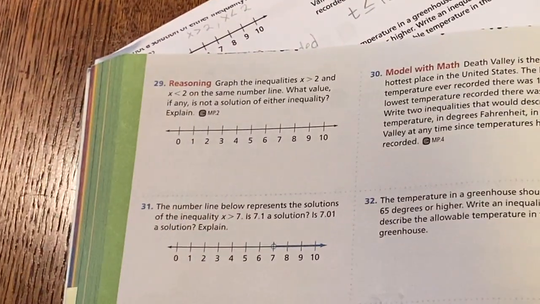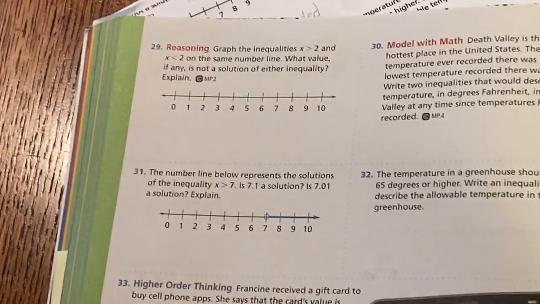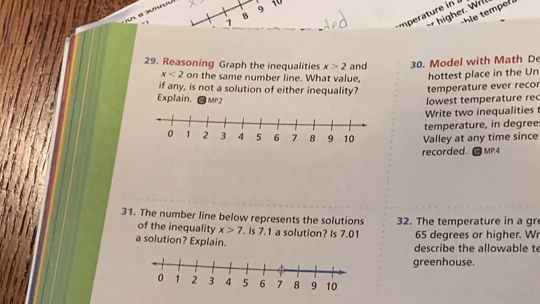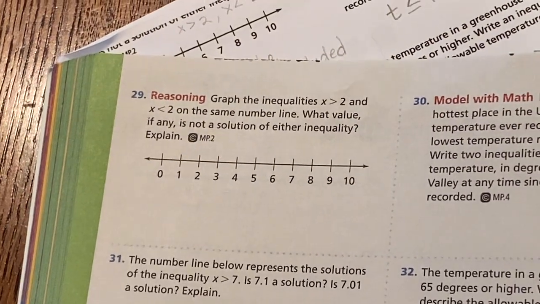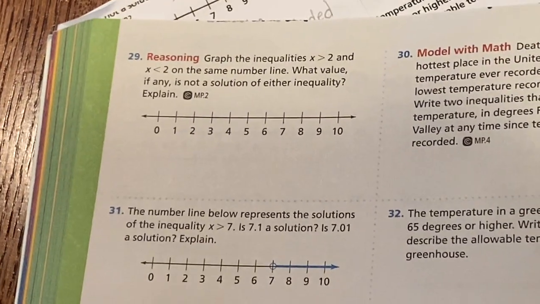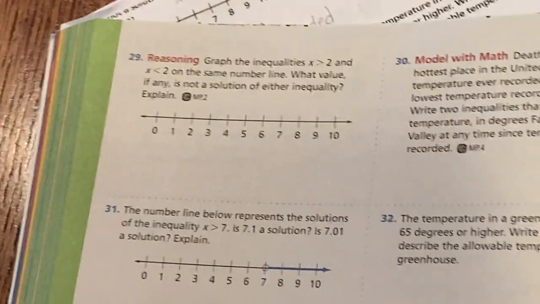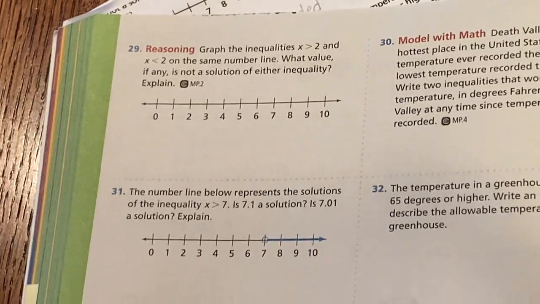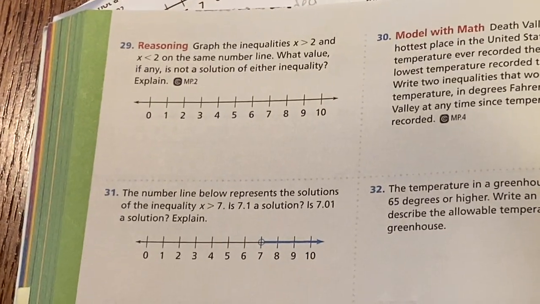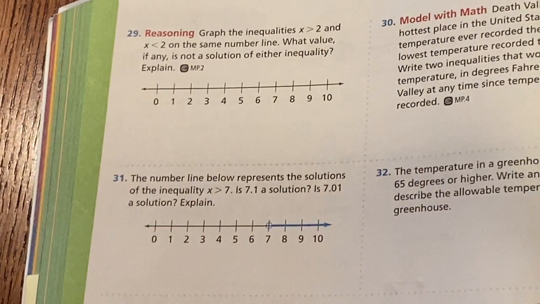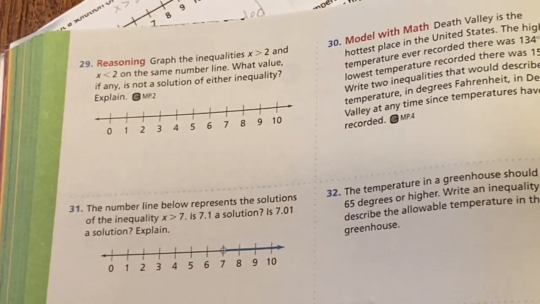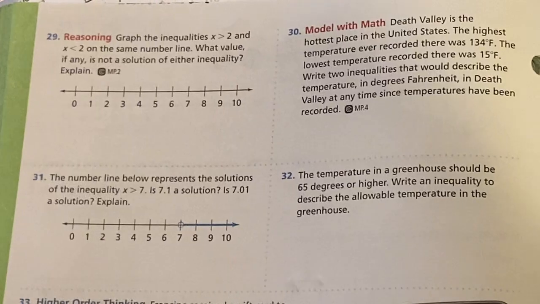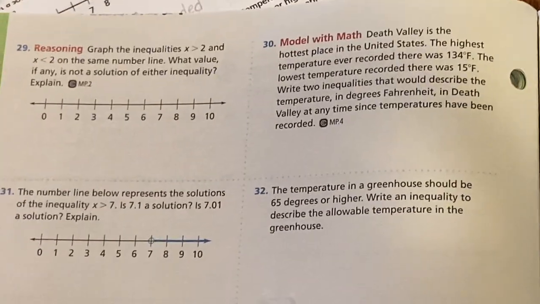Reasoning. Okay, graph the inequalities x is greater than 2 and x is less than 2 on the same number line. What value, if any, is not a solution of either inequality? So think about that one. You've got two different inequalities. You can graph them both on the same number line and then figure out what's a value that can't be a solution for either of them.